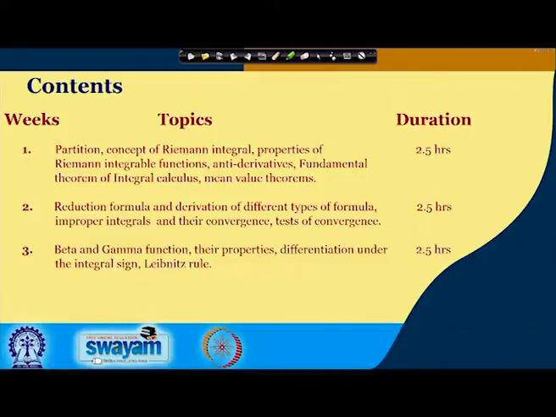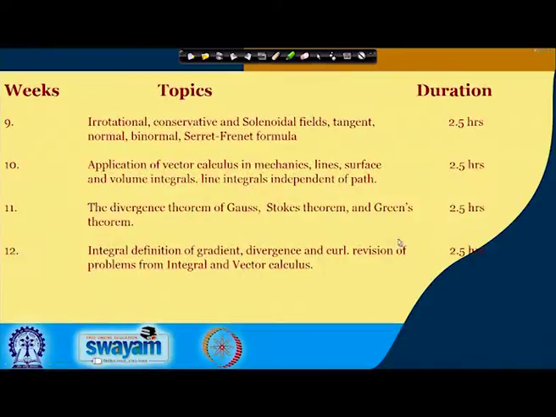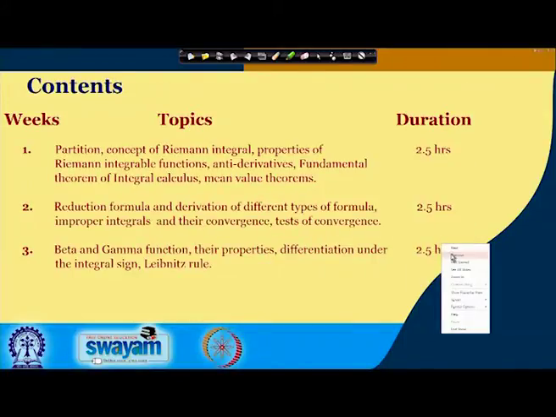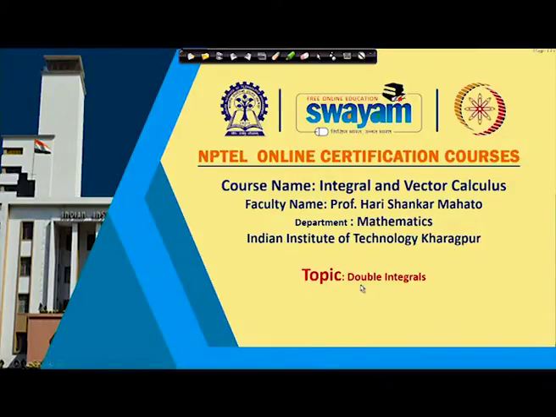So, the next topic in our agenda is about double integrals, change of order of integration and things like that. Today we will start with double integrals. So what do we mean by a double integral, and how do we define a double integral?